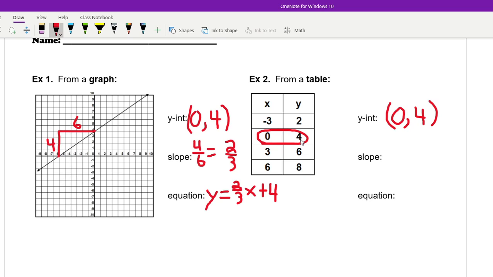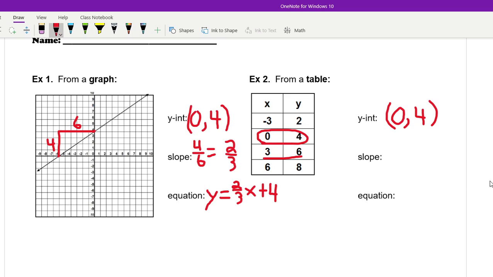For our slope, we cannot pick just random 2 points on a graph and visualize a change. We'll have to calculate it using any 2 points that are on here. I already chose the 0, 4 location. So next I will use the 3, 6 location.